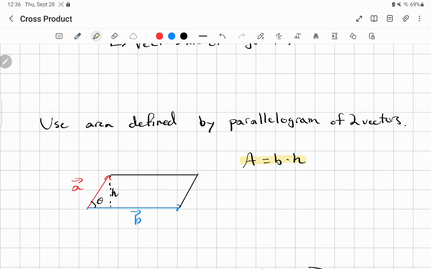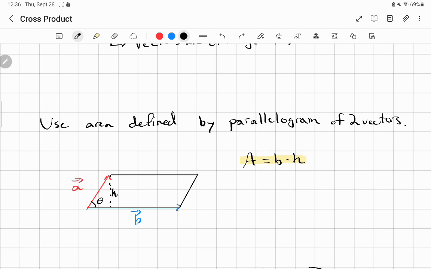The easiest way to see this formula is true is to notice that this right triangle here, if I cut and paste it to this side, then it's going to be a rectangle, and then it's just base times height, just the normal area of a rectangle. So how do we find this height? That's what we need to do in order to find the area of the parallelogram and figure out our metric.